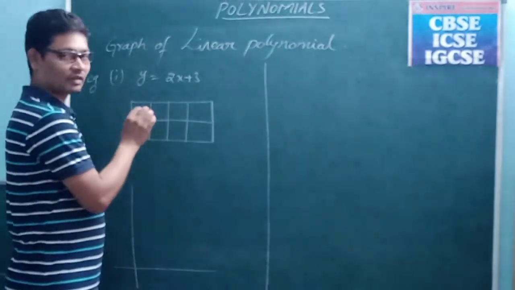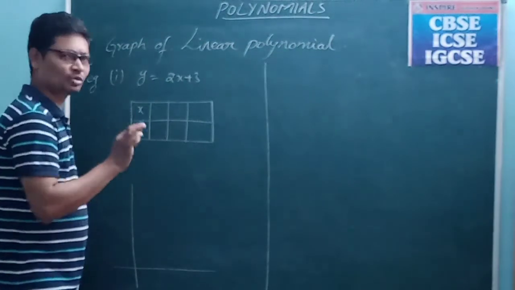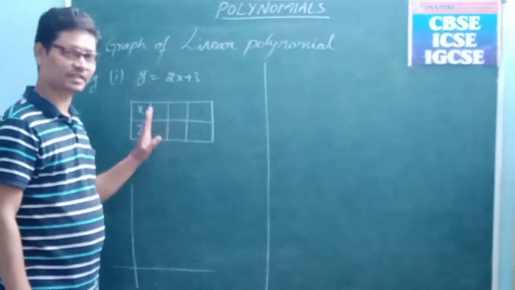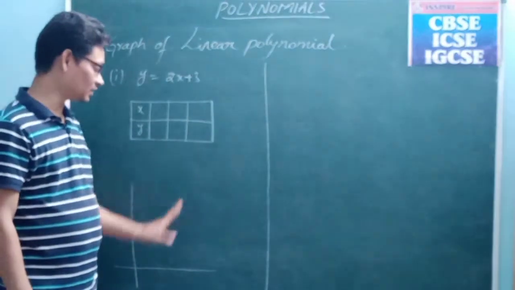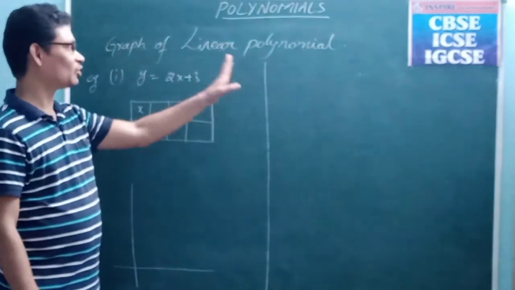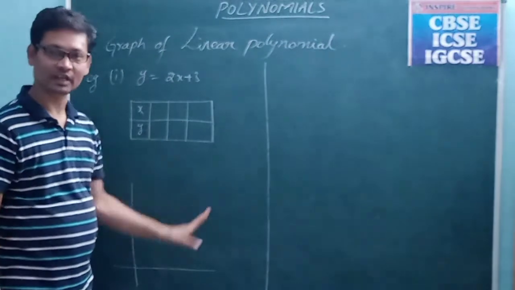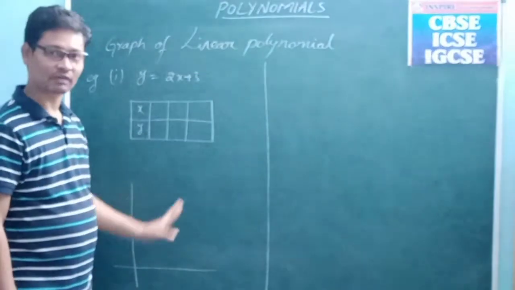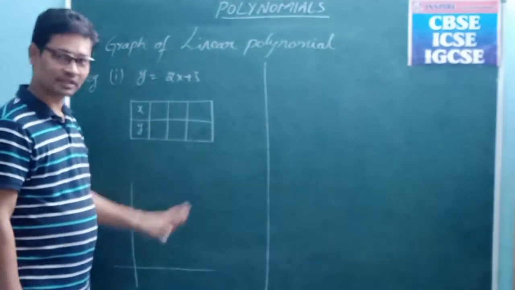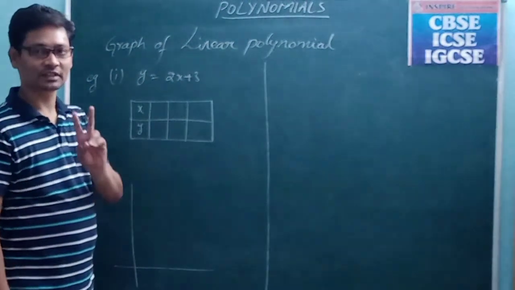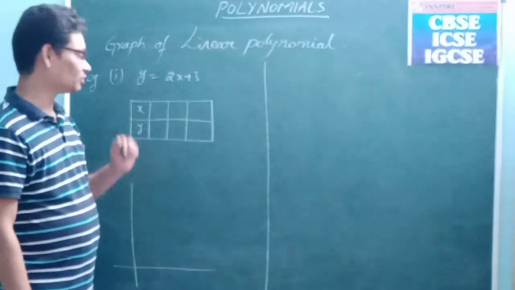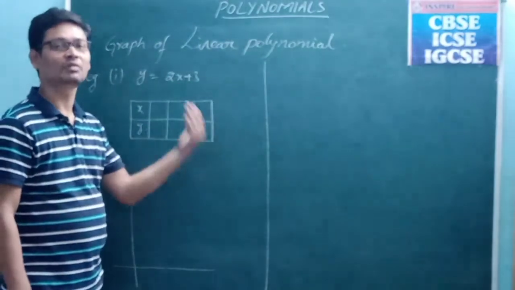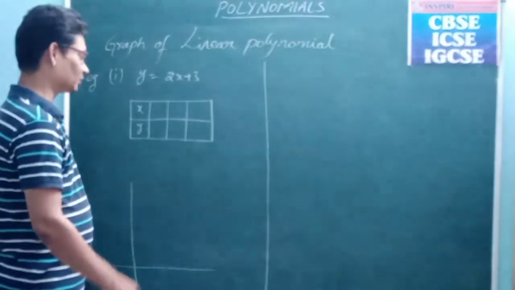Actually, here we need to take just 2 points. Only 2 points are enough, because a linear polynomial graph is always a straight line. To draw a straight line, we need at least 2 points. So, for instance, I am taking one more point extra.